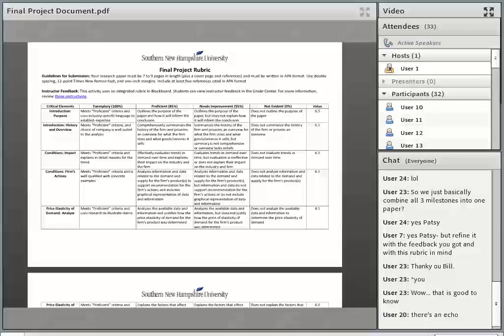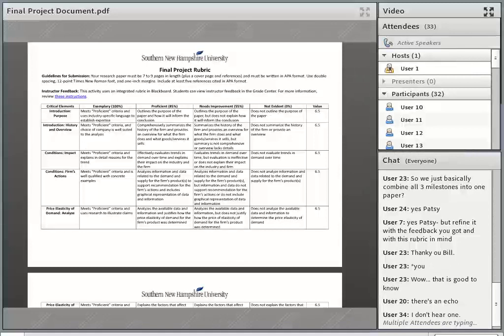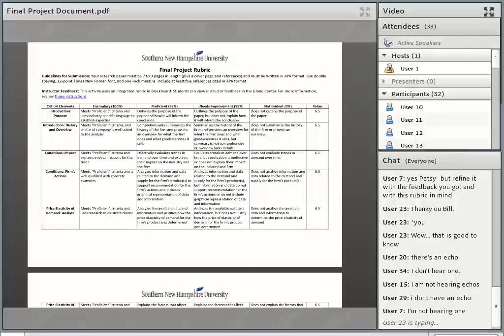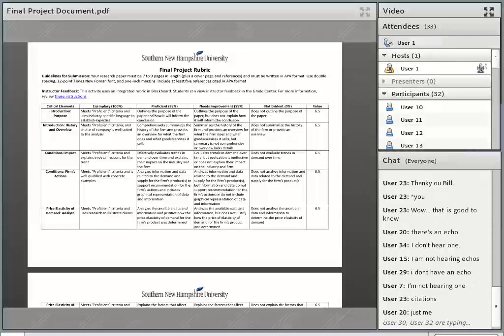All right, Latruma says there's an echo. Is it any better? Okay. All right, so maybe it's just some devices than others. Okay, I want to make sure that everyone's able to understand me.